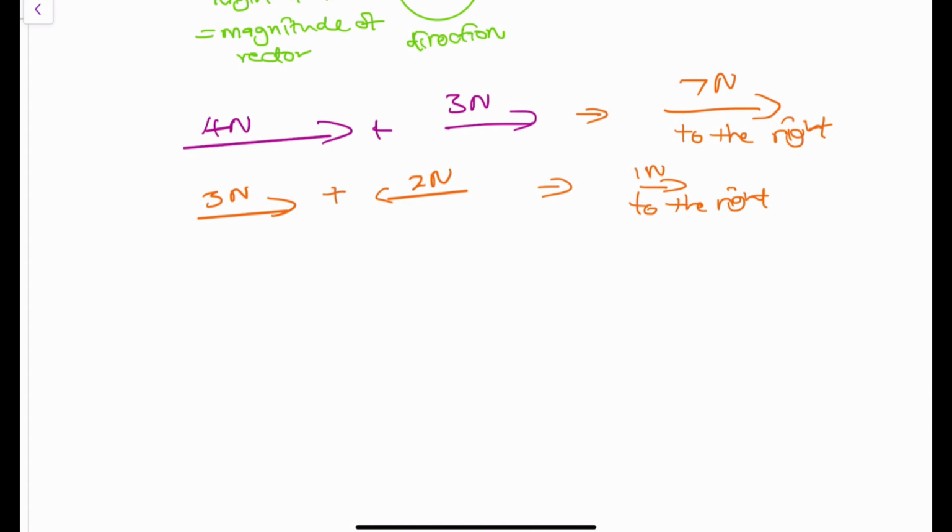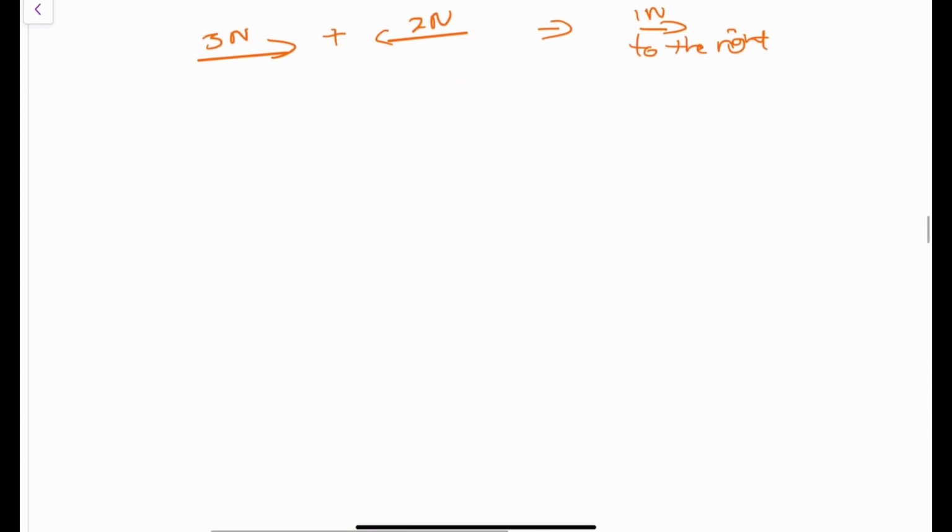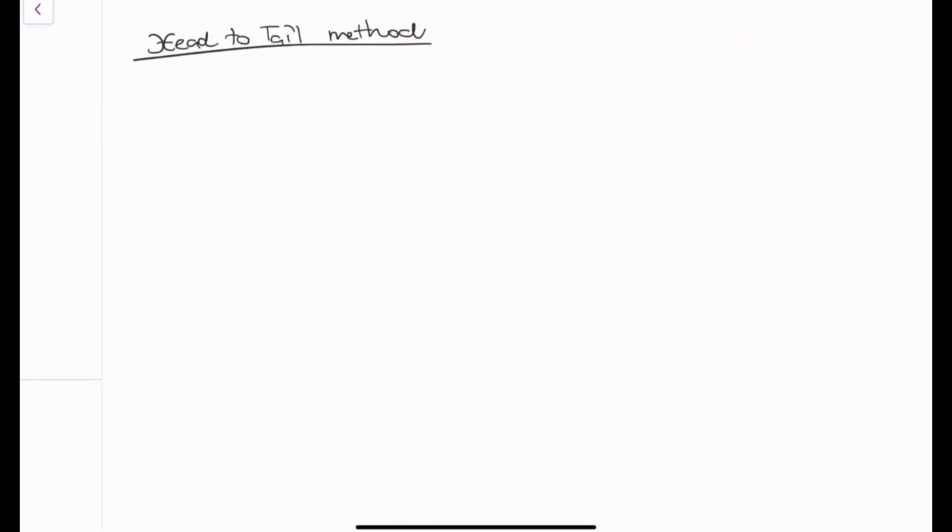Okay. Then the last part that we're going to talk about is what we call the head to tail method. It's a method that you're going to apply a lot when you're dealing with vector questions. So it's the head to tail method, which says that you always connect the head to tail, and then you can find the resultant vector by using this method. How does it work? So I'll give you an example.